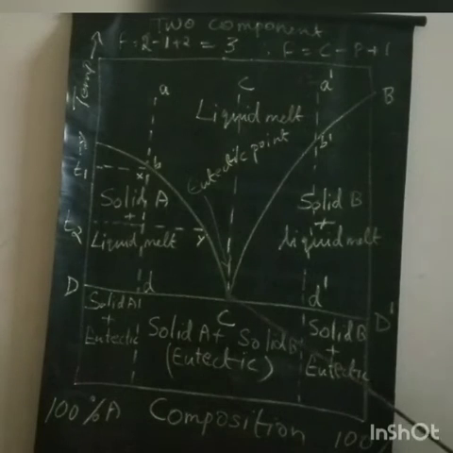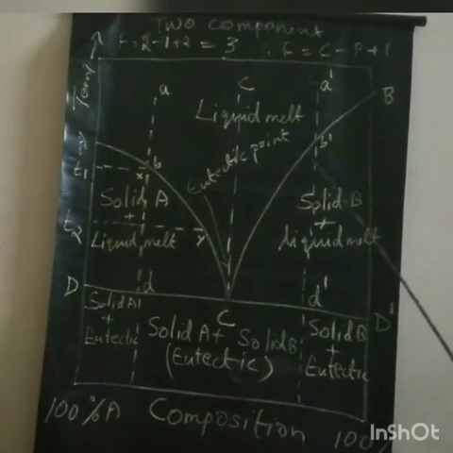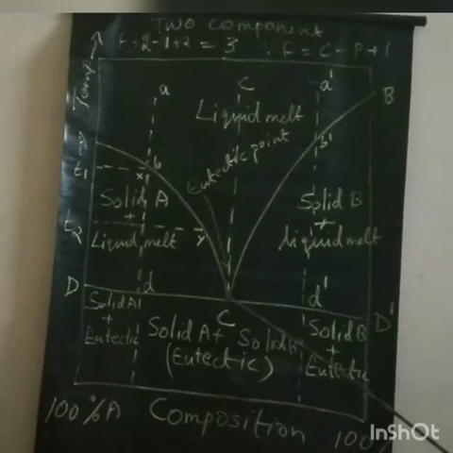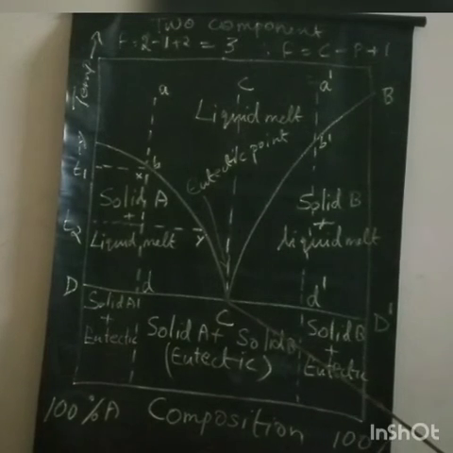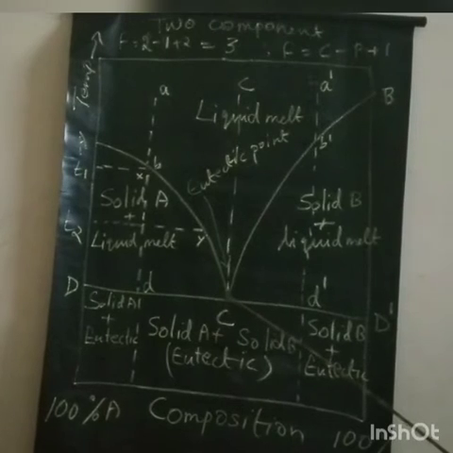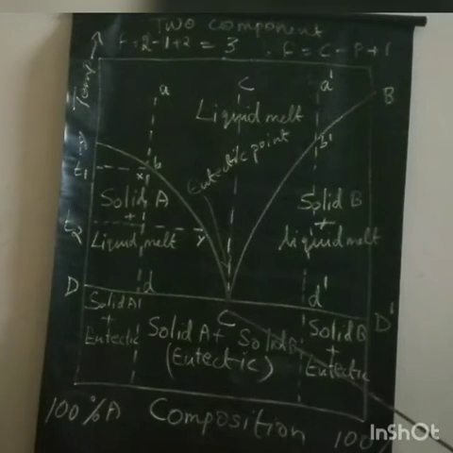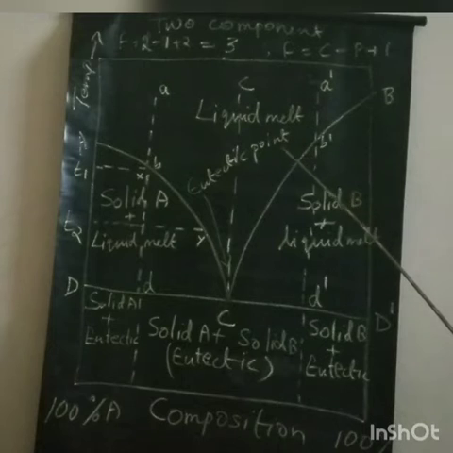In the eutectic composition, A and B are present, but they will not react together. They will be present as a mixture and will not form any compound. They will simply be mixing together, and they are completely miscible in the liquid state, but separate in the solid phase.